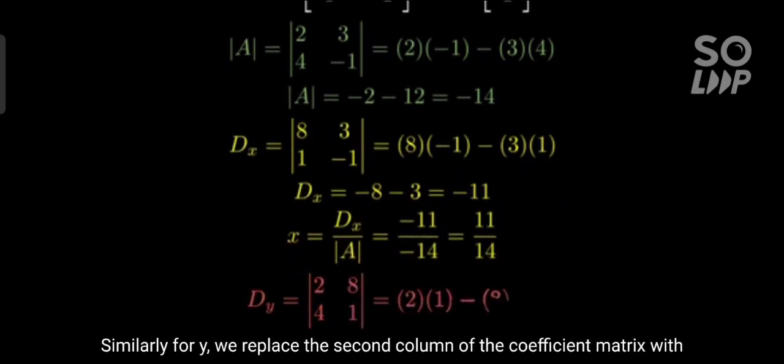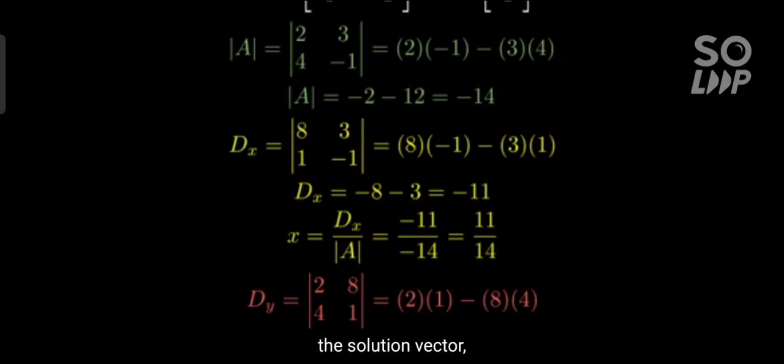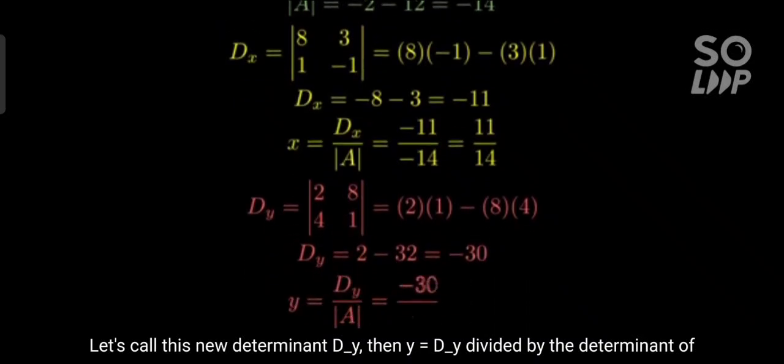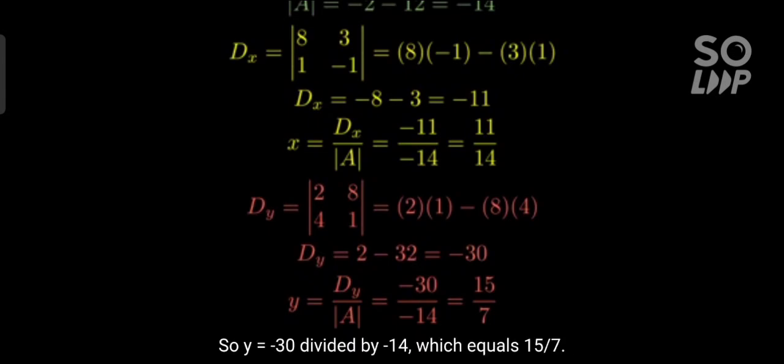Similarly for y, we replace the second column of the coefficient matrix with the solution vector and calculate that determinant. Let's call this new determinant d_y. Then, y equals d_y divided by the determinant of A. So y equals negative 30 divided by negative 14, which equals 15/7.